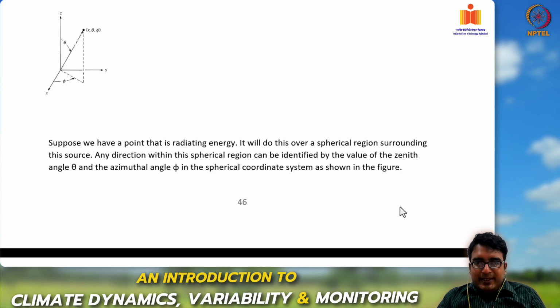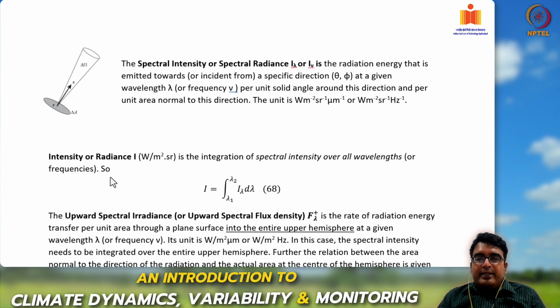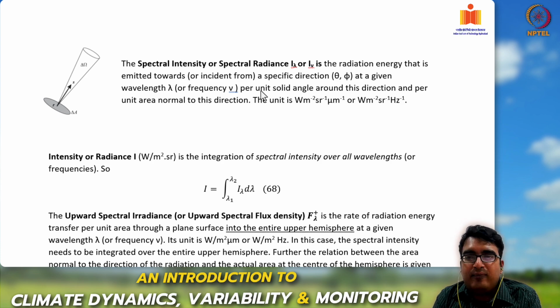Spectral radiation intensity looks at incident or outgoing radiation in a specific direction given by theta and phi angle for a unit solid angle around this direction, for a unit area normal to this direction, and for a specific wavelength. Whereas total radiation intensity or radiance I is the integral of the spectral intensity over all wavelengths or frequency bands.